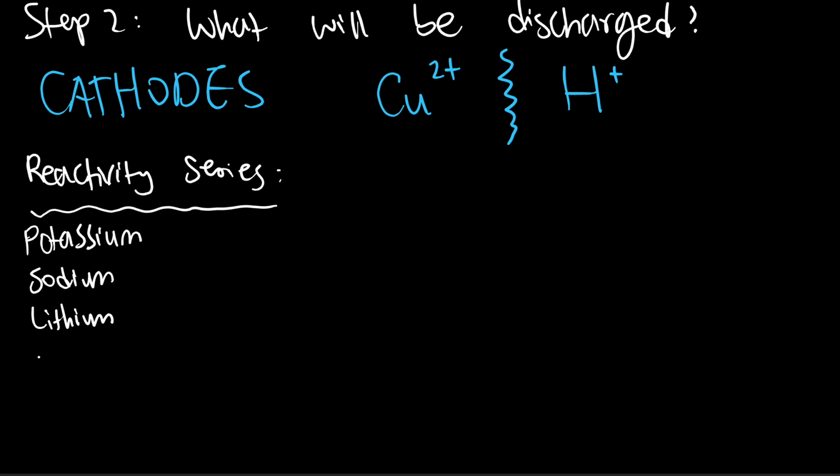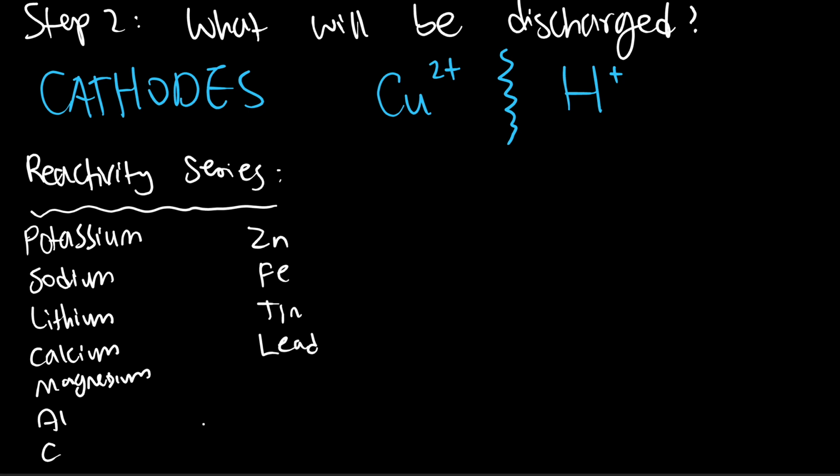First up potassium, sodium, and calcium, magnesium, and aluminium, just for comparison. Carbon set to join with them. It's not really a metal. Zinc, iron, tin, and lead. Don't know the symbols for those. Zinc, iron, tin, and lead. Hydrogen and copper next. Silver, gold, and platinum. We don't really need to know all this for your GCSE, but it's useful to know.